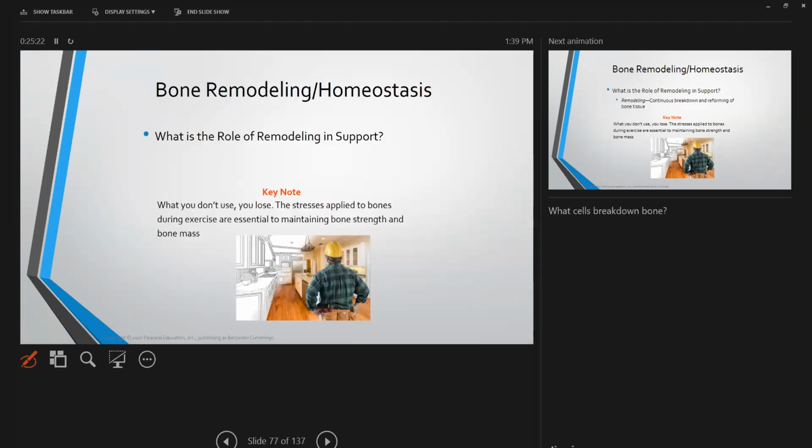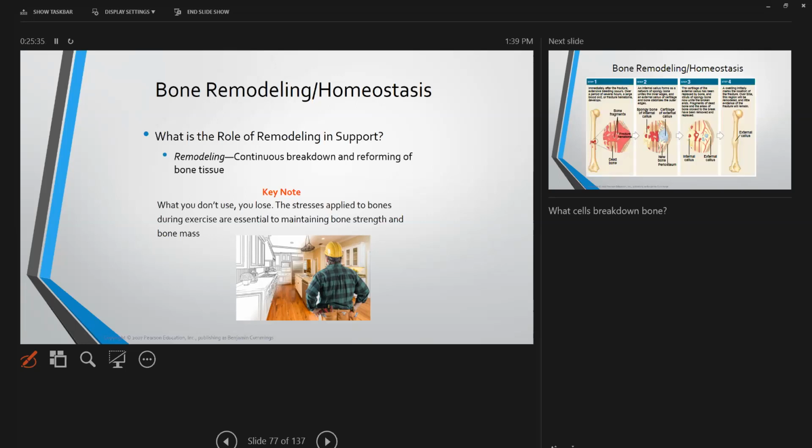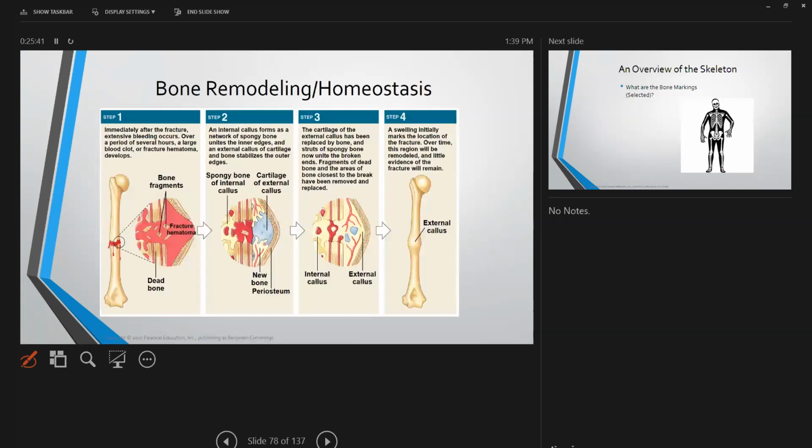What is the role of remodeling in support? What you don't use, you lose. The stress applied to bones during exercise is essential to maintaining bone strength and bone mass. Remodeling is a continuous breakdown and reforming of bone tissue. So basically, we want to encourage our patients that are elderly or at risk for decreased bone density to exercise, as the muscles are going to pull more on the bone, which is going to result in the remodeling of bone and making bone stronger.